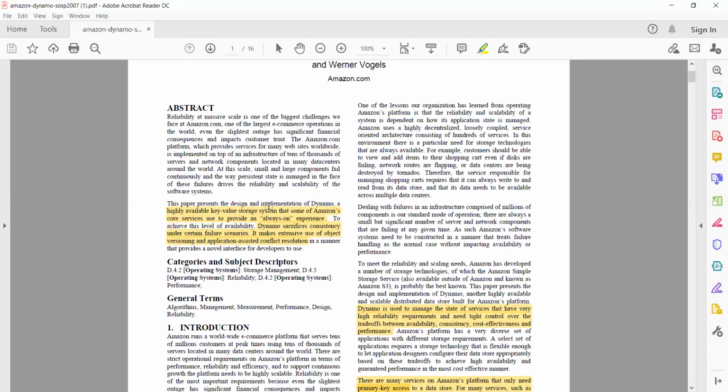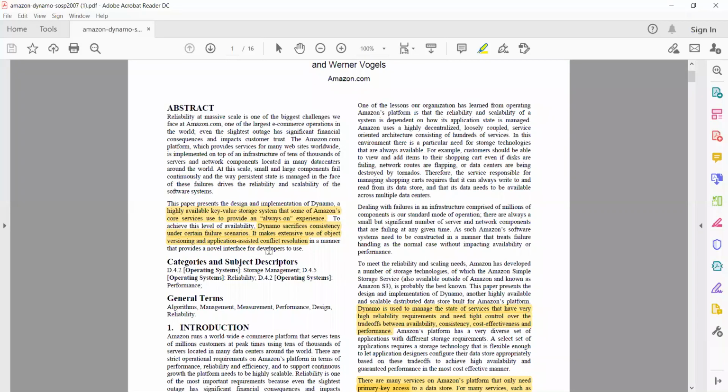And second is there are some SLA requirements, given that it is going to support a lot of Amazon features, including shopping cart and bestsellers list. It also tends to focus on low latency.